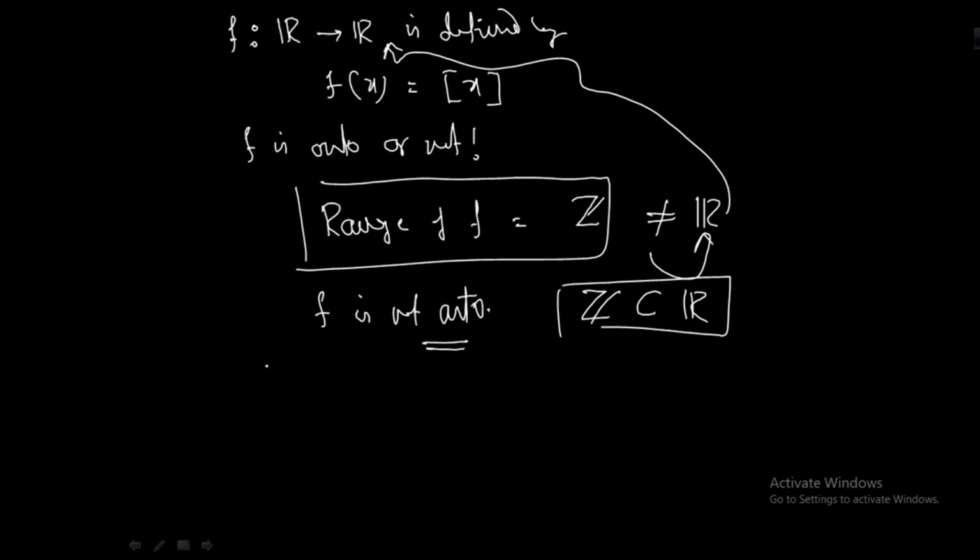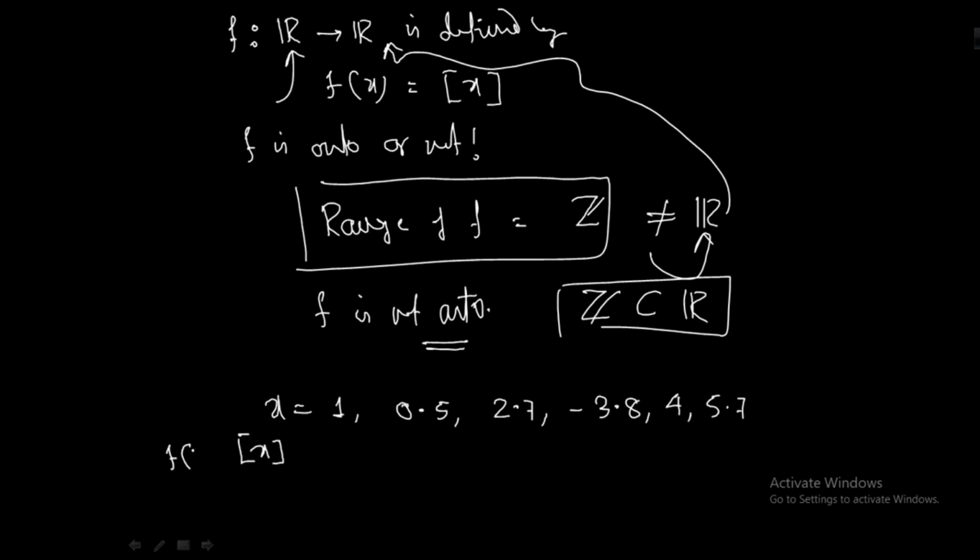Why? Now let us choose some values of x from the set of reals. Let us say x equal to 1, then x equal to 0.5, then suppose 2.7, then suppose -3.8, then suppose 4, then 5.7, and so on. Then what will be the box values? That means the images. The image of 1 will be box of 1, which is equal to 1. The image of 0.5 will be box of 0.5, that will be 0.